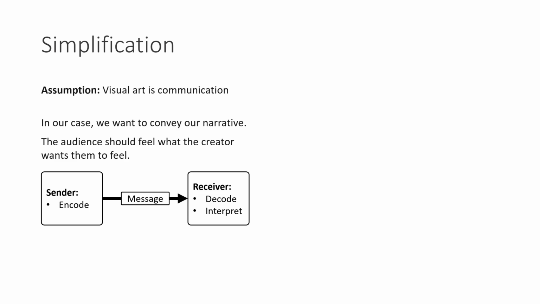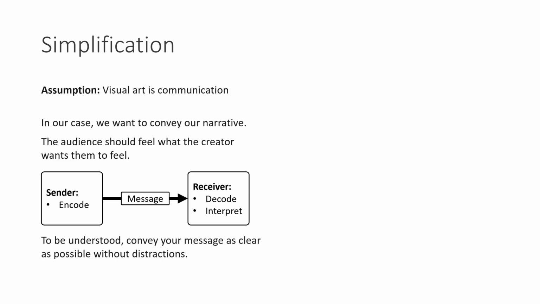And you can tell from this model that there is not much we can do to help the receiver understand. All we can do is do our best to encode the message in a way that is as clear as possible. So if we want the receiver to understand our message as well as possible without any mistake, we need to make sure that our encoding is as clear as it can be. That's why we need to simplify.